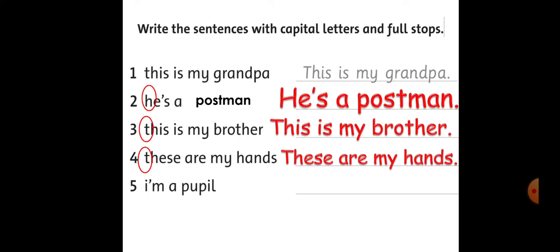Let's see the last one. I am a pupil. So, circle the small letter and write it with a capital I because it's at the beginning of the sentence, and put a full stop at the end of the sentence. So, we have I am a pupil.